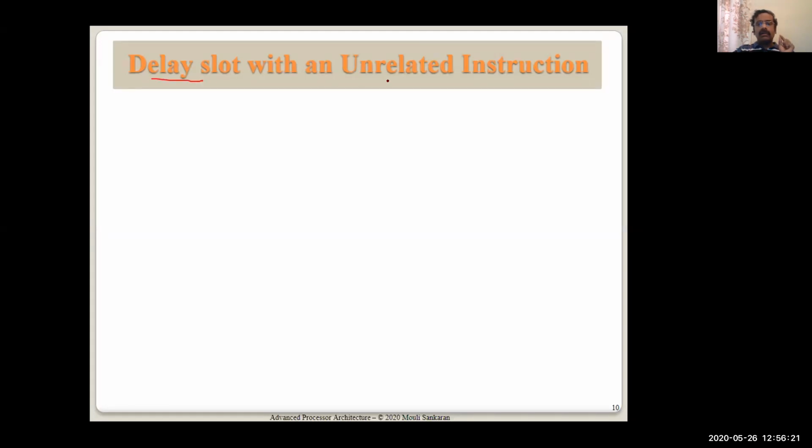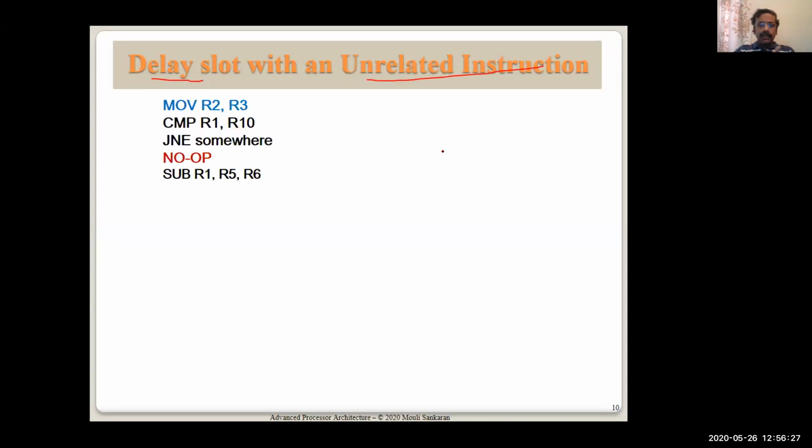Delay slot with an unrelated instruction. So I told you this is a solution we are talking about. I'm going to explain to you how it is performed. Now look at this flow. Just understand this instruction: there is a move instruction which is moving a value from R3 to R2. If you remember, move does not affect the flags because it is just moving the value from one place to the other. And what is the next instruction? Compare R1 and R10. And then jump not equal to somewhere. I want to go somewhere, otherwise I want to execute this instruction.